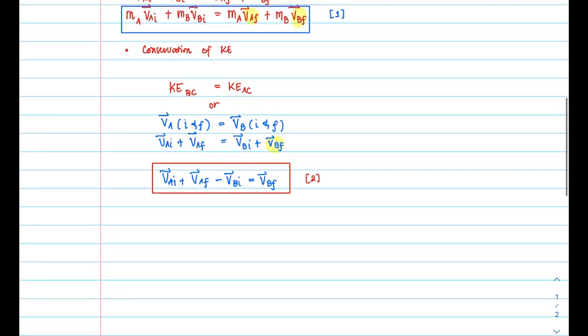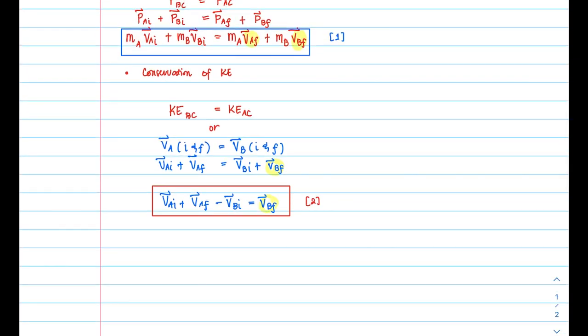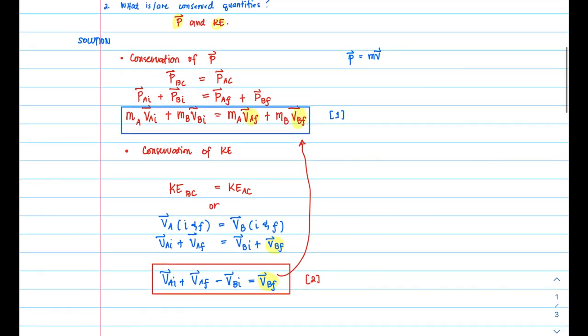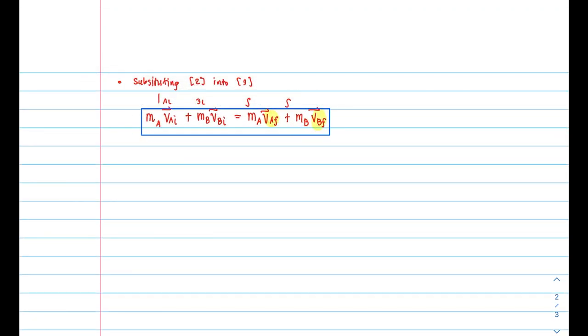So I am hoping that it is apparent to you why I did this. I'm basically doing this because I am planning, if you try to look at this one, VBF, I'm going to substitute VBF from equation 2 into the VBF here from equation 1. Okay, so I'm just going to do that shortly. I'll do that here. So I'll have substituting equation 2 into equation 1. So I'm just going to copy this one. Okay, let's copy that one. Paste. And let's do a little bit of cleanup.